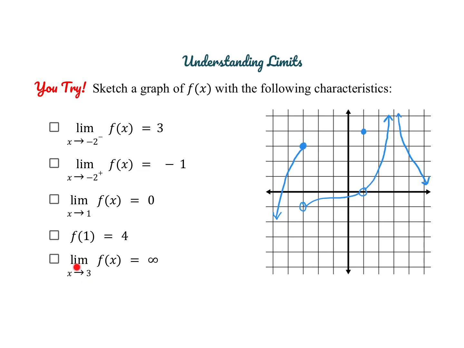And then last, since the limit as x approaches 3 of our function is infinity, that means from the left and right, our graph is going to go up. So it should look something like this around what is a vertical asymptote at x equals +3.